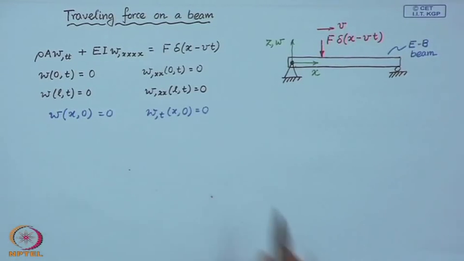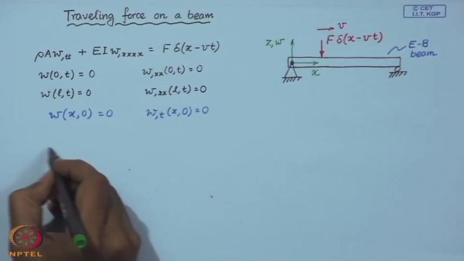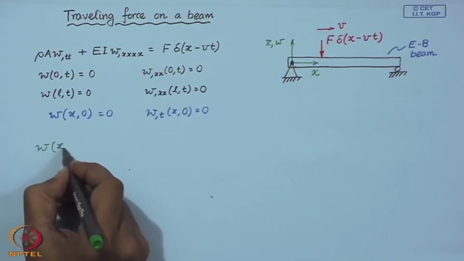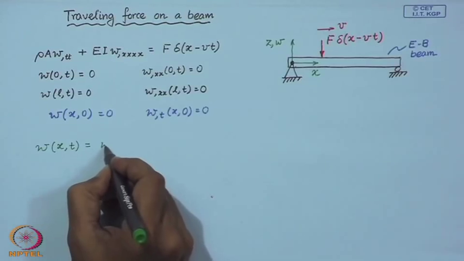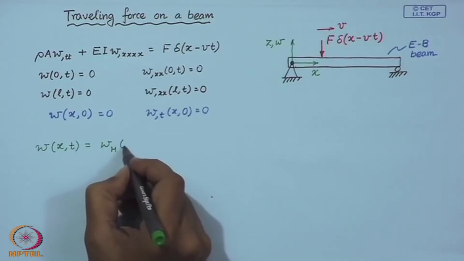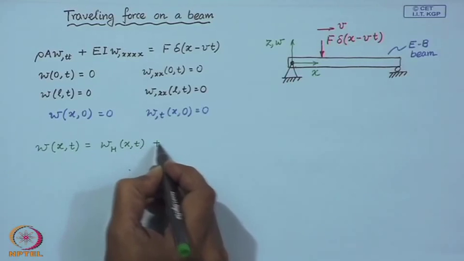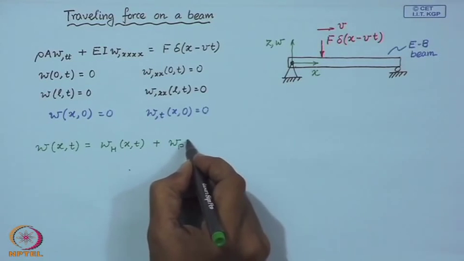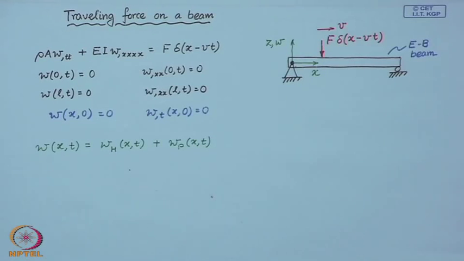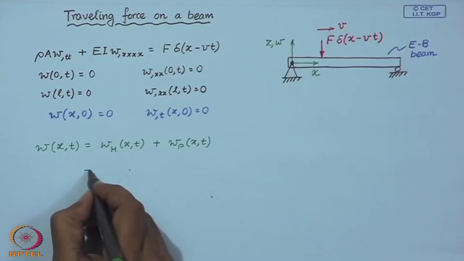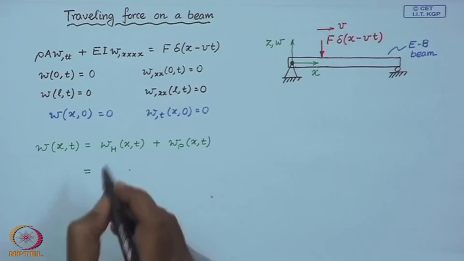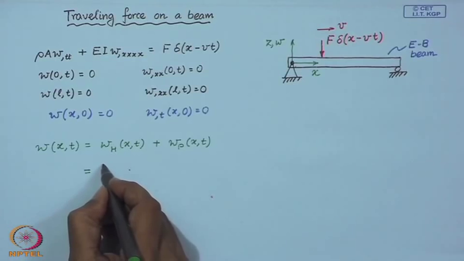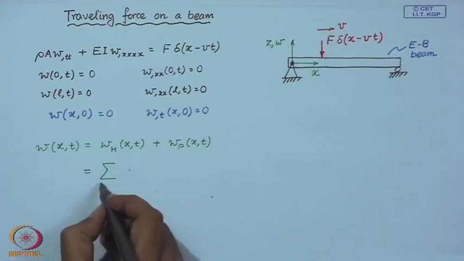Now, this is a forced vibration problem with a general forcing. So, we can write down the solution of this problem as the homogeneous solution plus the particular solution. Now, we already know that this homogeneous solution can be expanded in terms of the eigenfunctions and represented in this form.